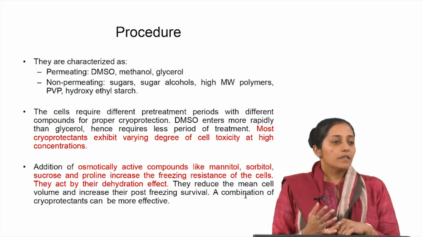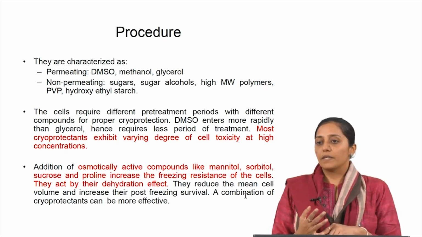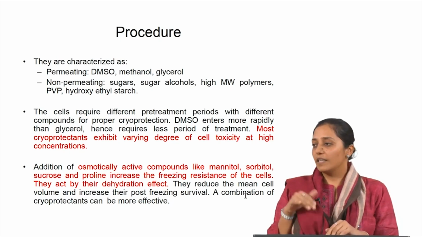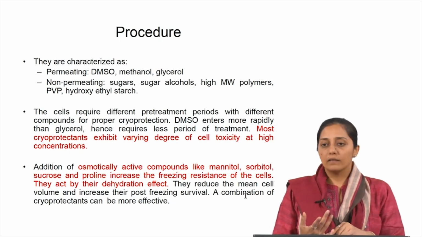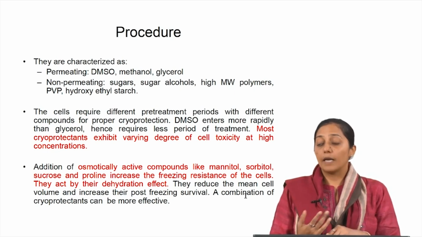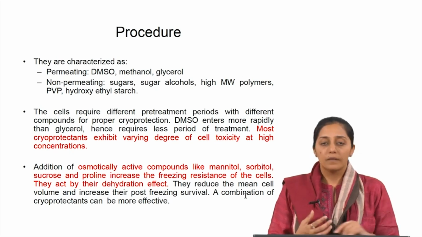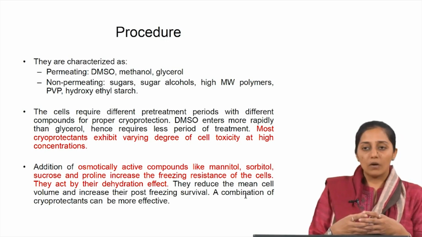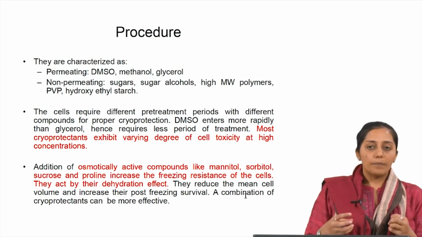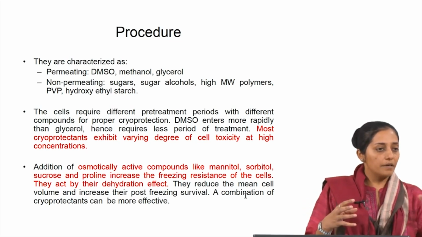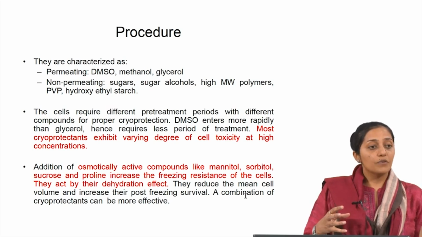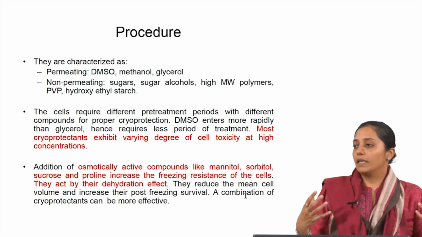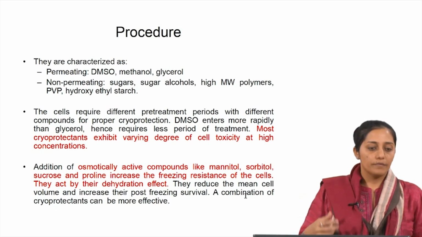So, what is the procedure? The different cryoprotectants which are used are, one is called permeating cryoprotectants, for example, DMSO, methanol, glycerol, they are highly soluble in water. Then non-permeating can be sugars, sugar alcohol, high molecular weight polymers. Now, the best strategy is to use a combination of these cryoprotectants because the mode of action is different. Some are cell permeating, some can reduce the dehydration process by reducing the osmotic pressure, so can have osmotic effect. So, the proposed solution is you use a mixture of these cryoprotectants.